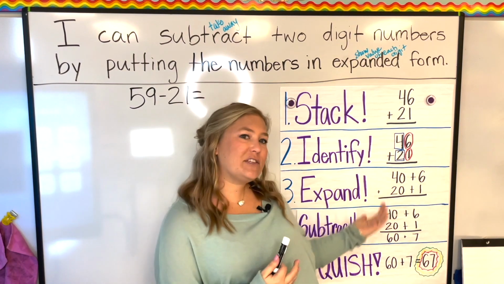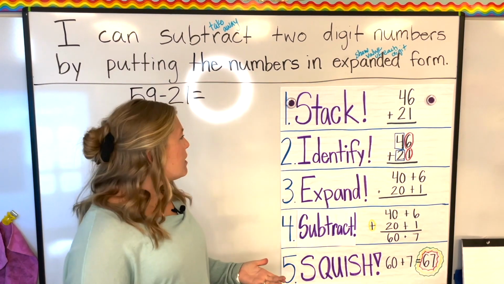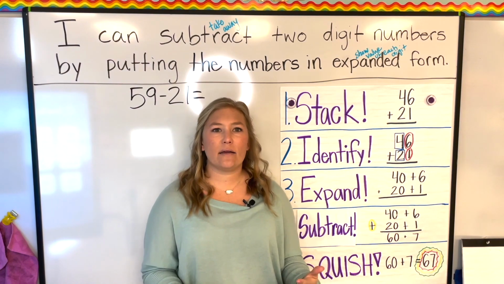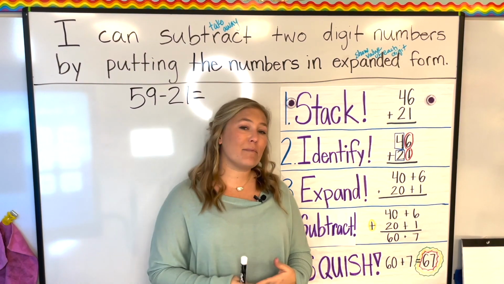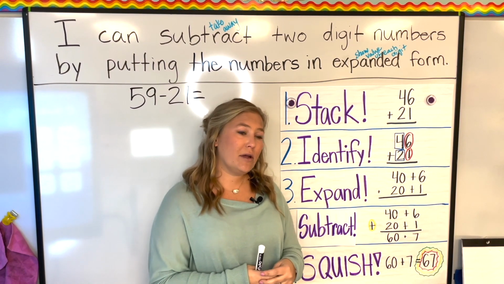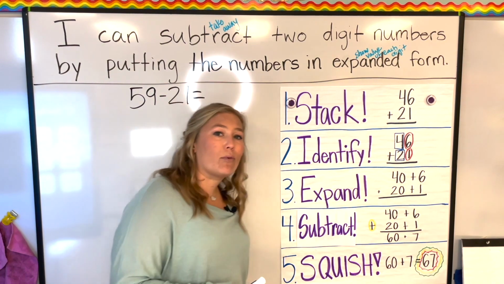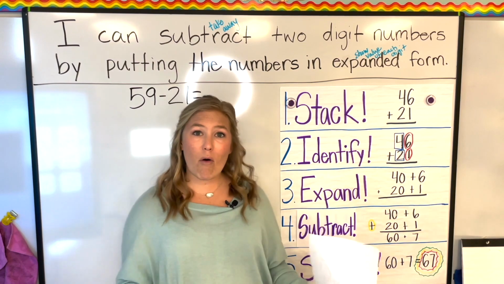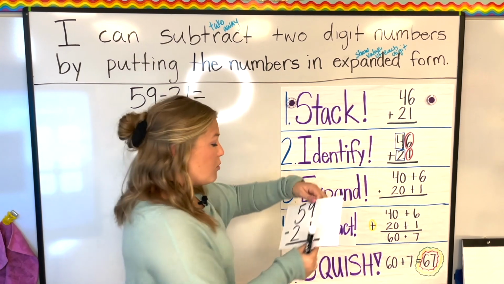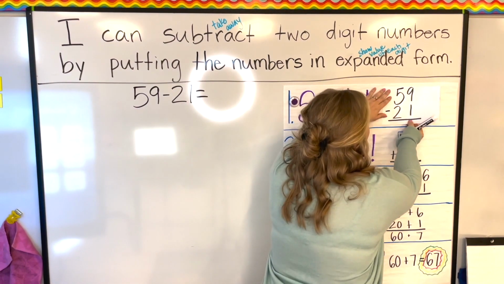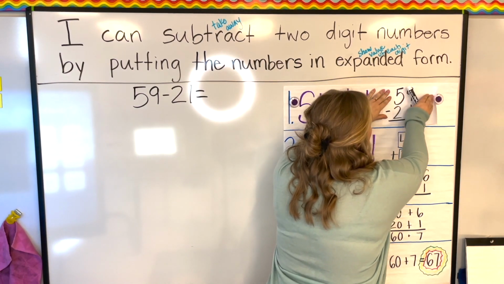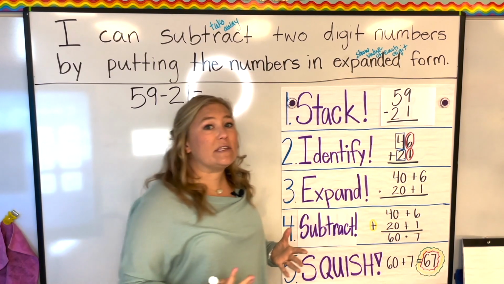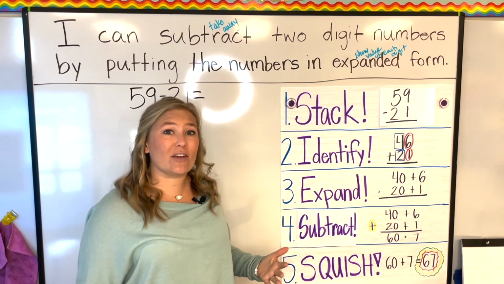If I go back to my chart to look at step 1, I see that it's telling me to stack. So I know I need to stack my 2 numbers on top of each other. Now with subtraction, this step can be really super important because if we mess it up, it can mess up our whole problem. So we're going to stack up 59 minus 21.